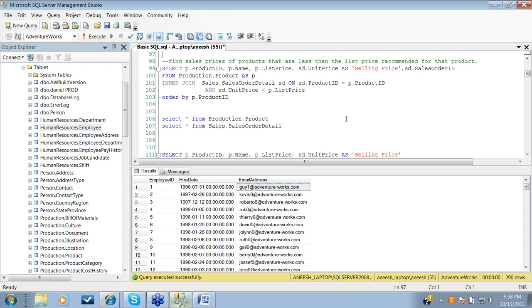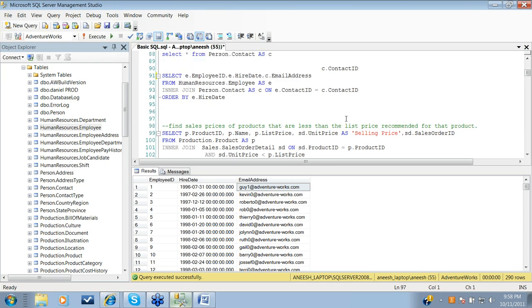I have one question in my mind. Why are we not using anything like inner join, outer join, and we just put the condition contact ID is equal to C contact ID and order by hire date? Will we get the same result?